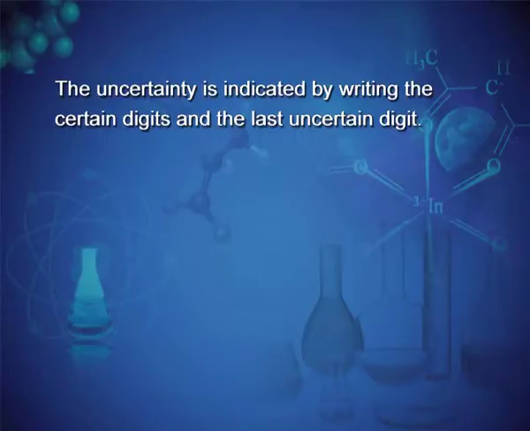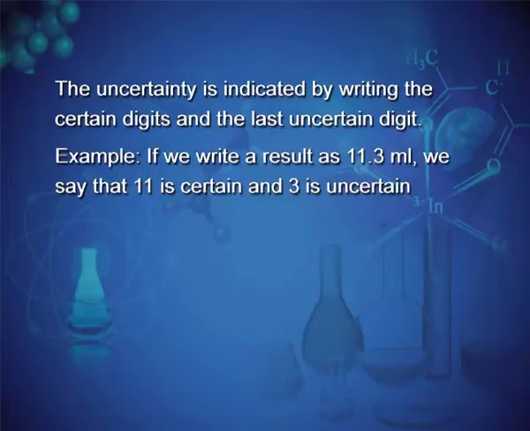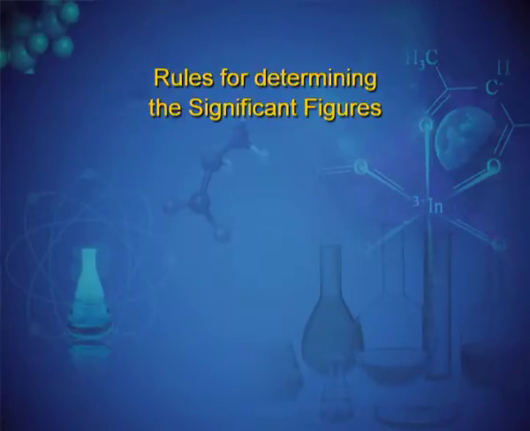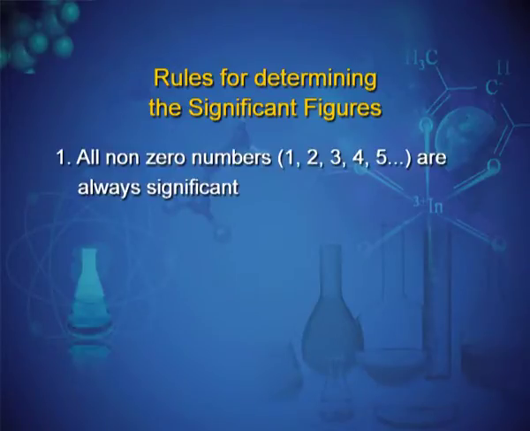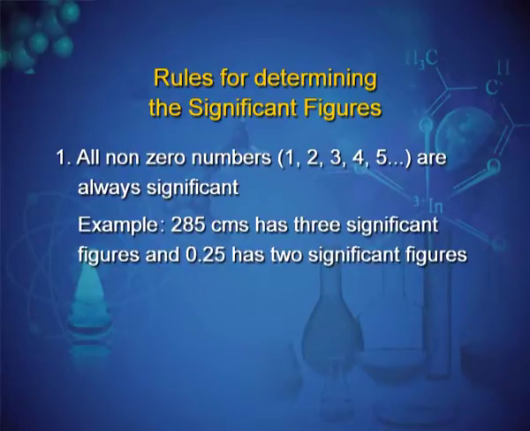We will take one simple example. If we write a result as 11.3 milliliter, we say that 11 is certain and 3 is uncertain. There are certain rules for determining significant figures. The first rule is that all non-zero numbers, like 1, 2, 3, 4, 5, etc., are always significant. Example: 285 centimeters has 3 significant figures and 0.25 has 2 significant figures.